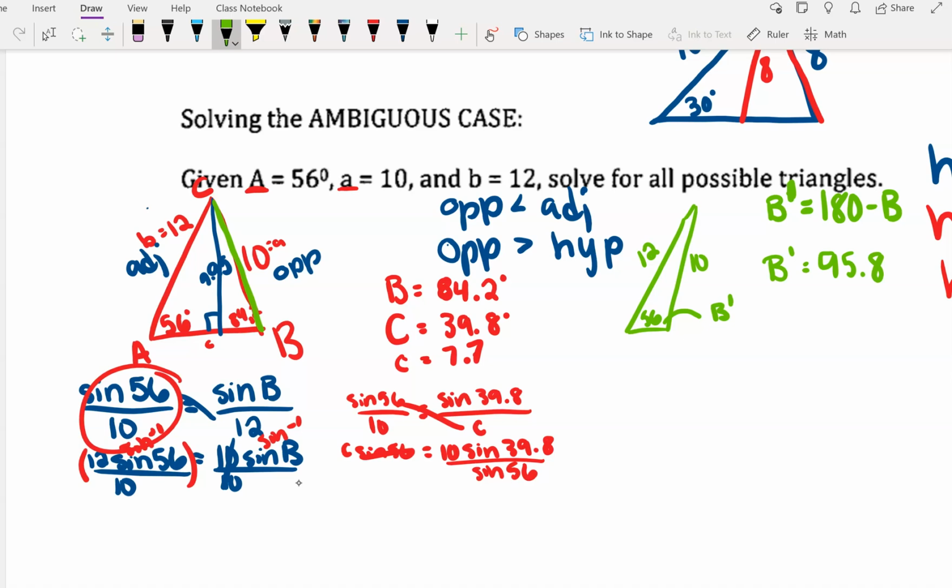And now that we know that information, we can use that to find C and then C prime. So to find, or sorry, C prime and then little c. Remember, all the angles in a triangle need to add to 180. So we've got 56. We've got 95.8.